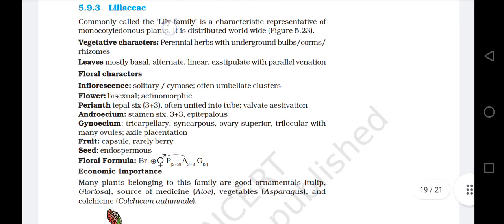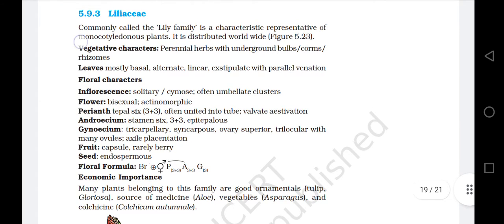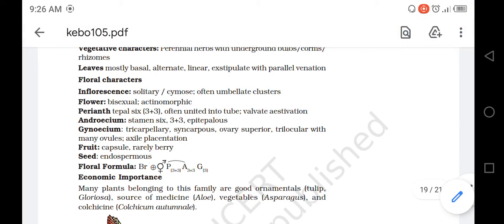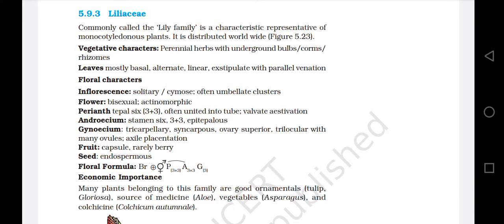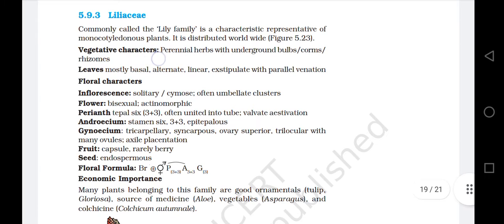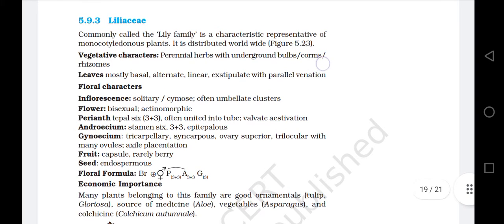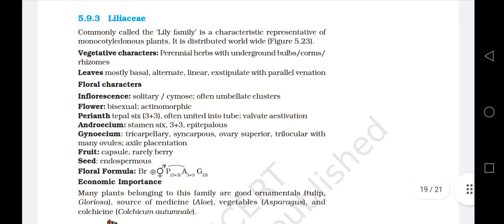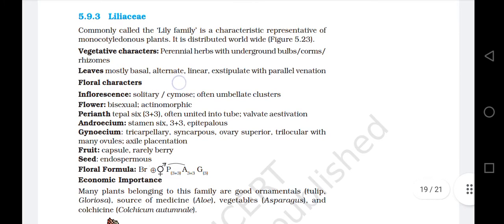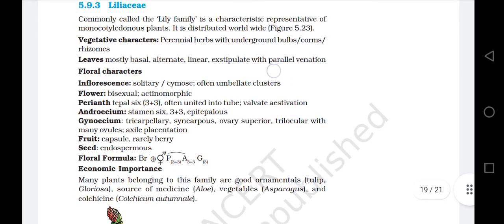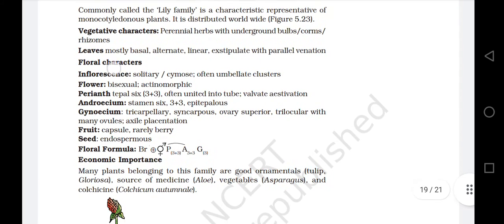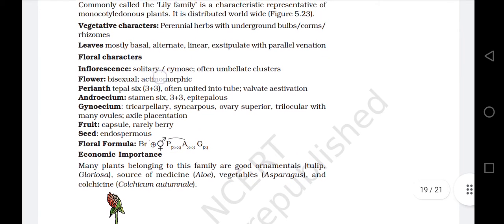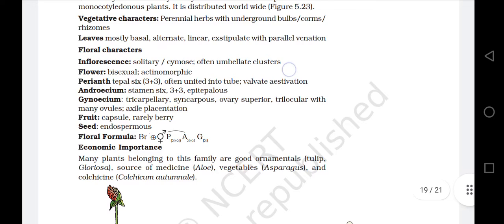Then 5.9.3 Liliaceae. Commonly called the lily family, it is a characteristic representative of monocotyledonous plants. It is distributed worldwide. Figure 5.23. Vegetative characters: perennial herbs with underground bulbs, corms, rhizomes. Leaves mostly basal, alternate, linear, exstipulate with parallel venation. Floral characters: inflorescence solitary, cymose, often umbellate clusters.